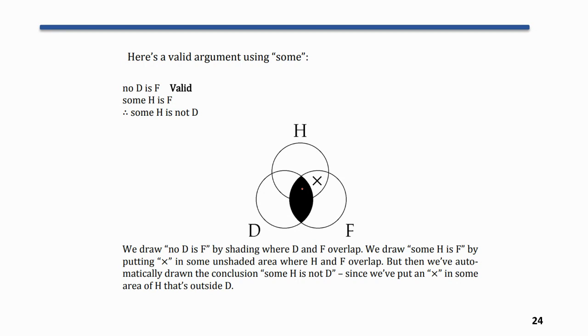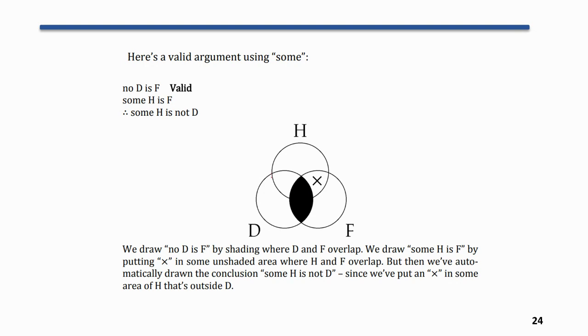Then some H is F. So first is D and F, then H and F. Some H is F means some portion of H contains F. So there will be a cross, as we have discussed earlier. So some H will be F. So what we see then between H and D? This is H and D. If you look at here between H and D, what is coming?